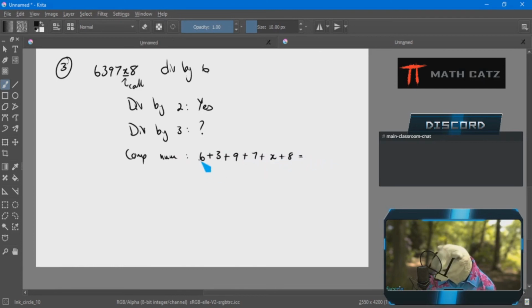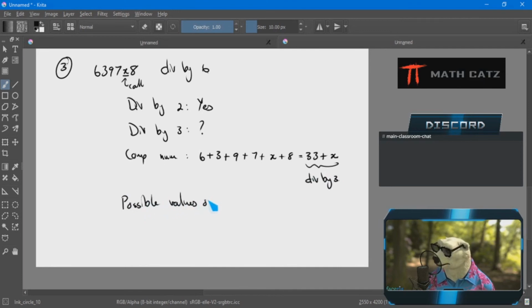And so I get 9, 18, 25, 33 plus x. For that to be divisible by 3, the possible values of x will be 0 to get me 33, 3, 6, and 9.